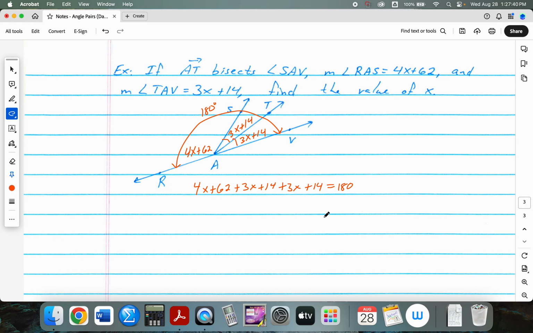Again, I suggest, as we talked about the other day, write them all out. Don't group like terms until you have it written out. So that's going to be 10x plus 90 is equal to 180. Subtracting, we get 10x is 90. So the value of x is 9.